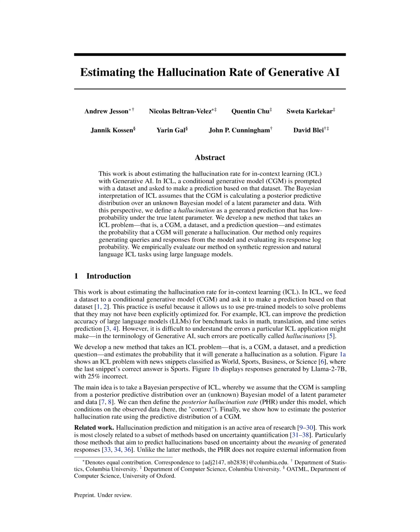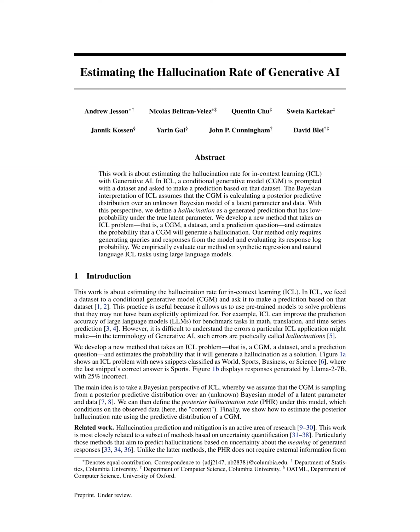The specific problem that the proposed method aims to solve in the paper is estimating the hallucination rate for in-context learning, ICL, with conditional generative models, CGMs. The paper introduces a new method to estimate the probability that a CGM will generate a hallucination as a solution to an ICL problem.